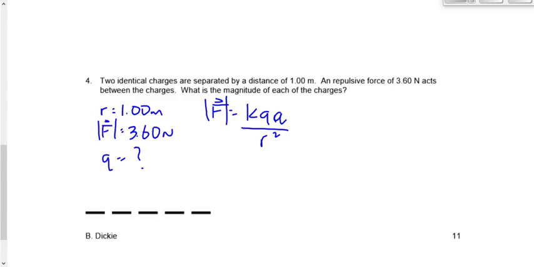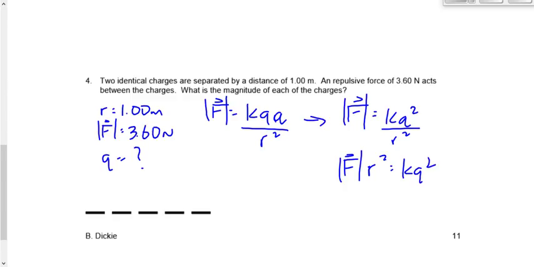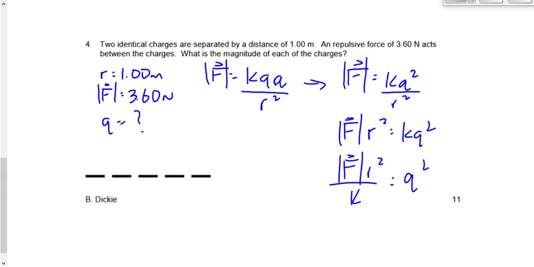Some people like to say Q times Q is 2Q. That's not Q times Q. That's Q plus Q, right? Q times Q is Q squared. So this equation becomes F is equal to KQ squared over R squared, and then I've got to solve for Q. So take the R squared out by multiplying. Take the K down by dividing. And then I'm going to square root everything on both sides to solve for Q. So it becomes F times R squared over K, square root it, equals Q.